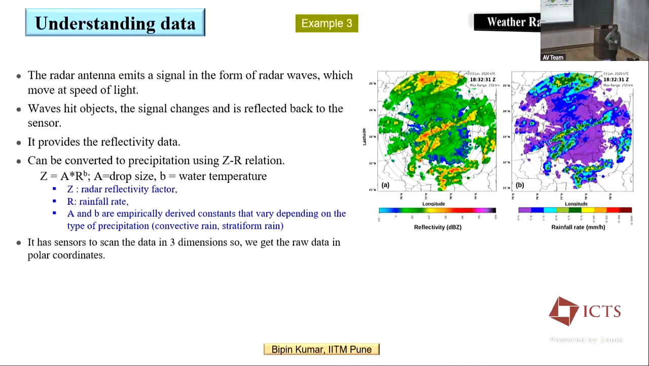This is another data. This is Doppler radar data for a particular city. What will the radar do? The radar antenna emits waves, and we get the reflectivity. From the reflectivity, we get the data. So in the radar data, what kind of difficulties can you face if you want to work on a meteorological variable, suppose precipitation?